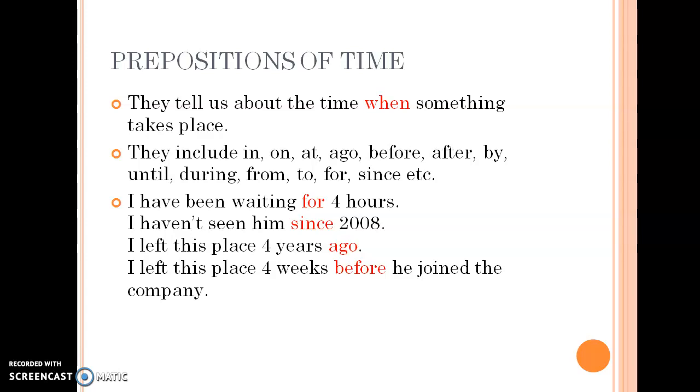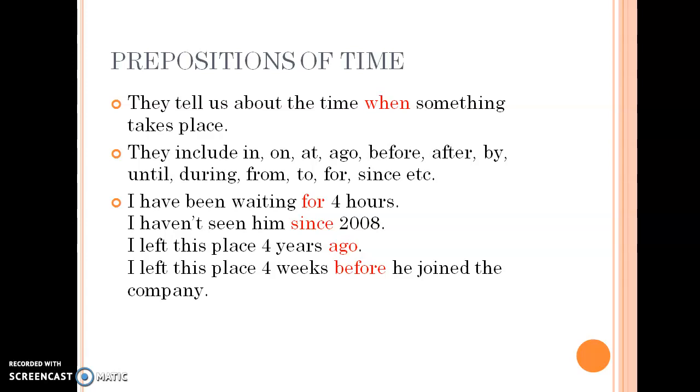"For" is used when you talk about the duration of an action. 4 hours, 5 hours. And it is used when you don't know when the exact action started. But you know the duration, you know for how long it is going on, but you don't know when it started. Then you will use "for".